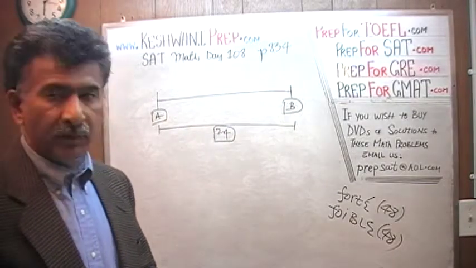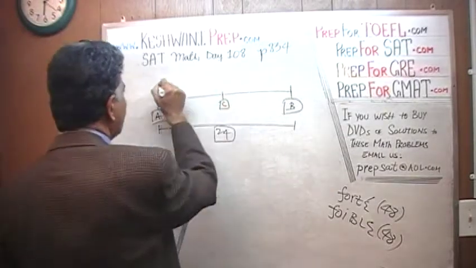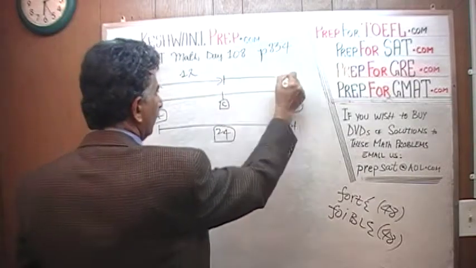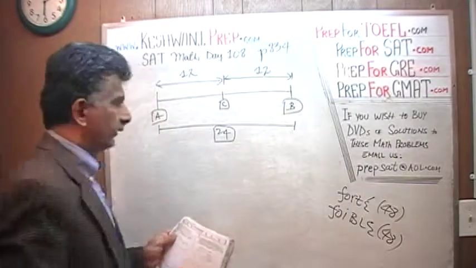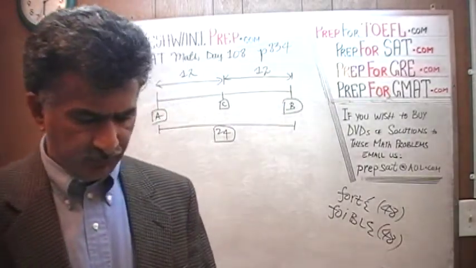Point C is the midpoint of AB. So point C is also a fixed point. We are told that it's the midpoint, which means from A to C is 12, and from C to B is 12, because it's the midpoint. So far so good.